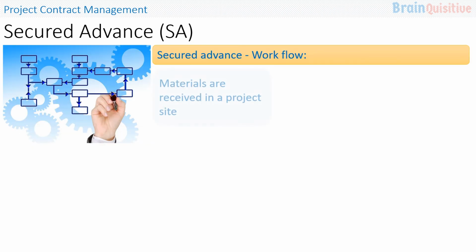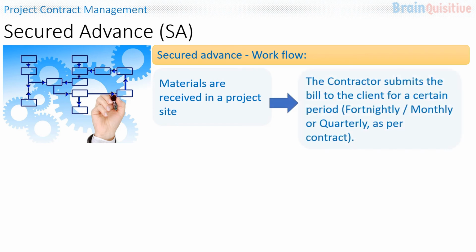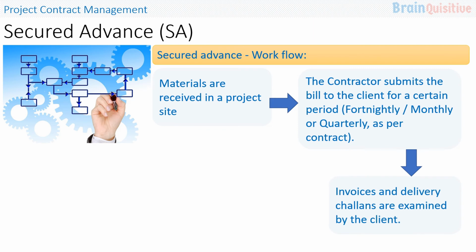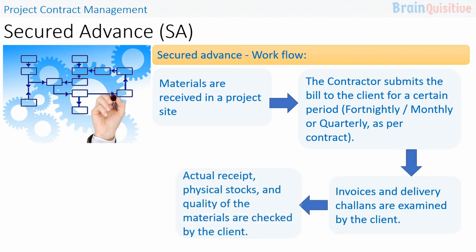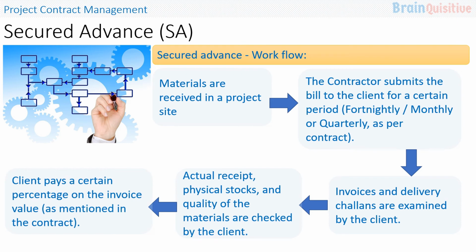The workflow is like this. Materials are received in a project. The contractor submits the bill to the client for a certain period. It may be fortnightly, monthly, or even quarterly as per the contract. Then the invoices and the delivery challans are examined by the client. Actual receipt, physical stocks, and quality of the materials are checked by the client, and the client pays a certain percentage of the invoice value as mentioned in the contract.